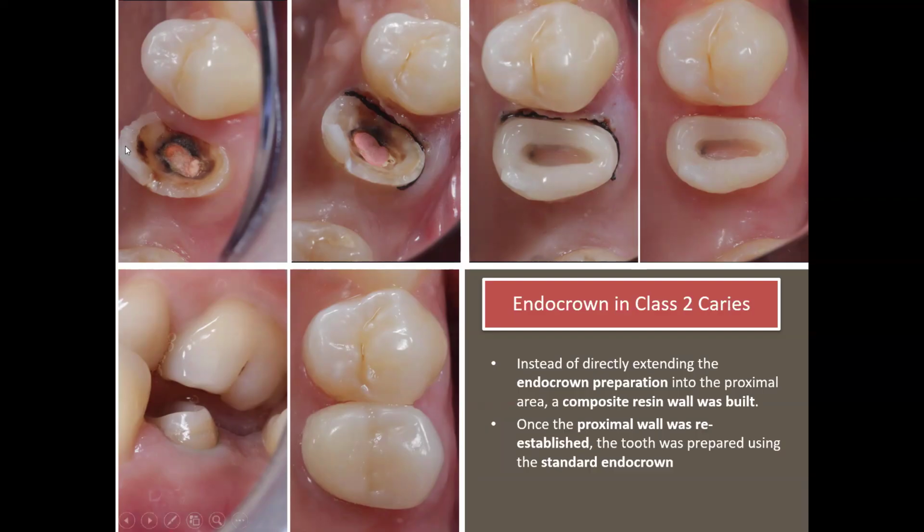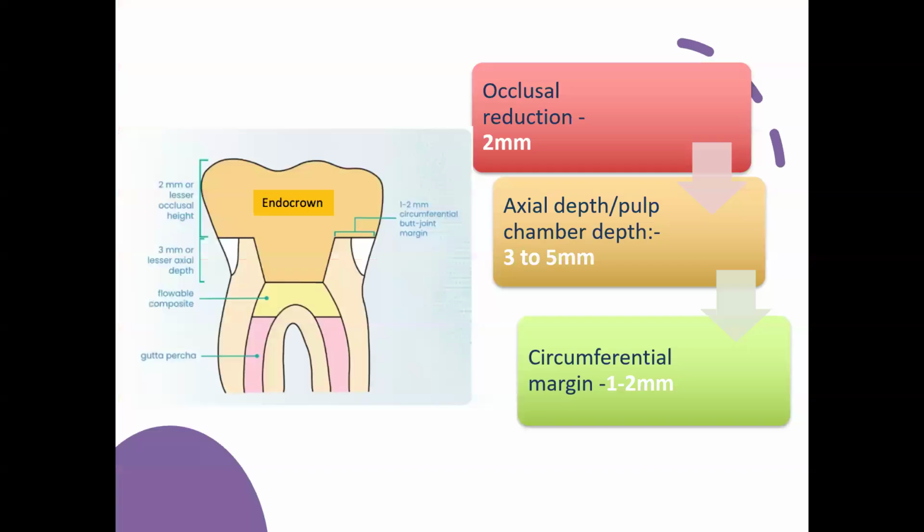So in a class 2 restoration, just imagine this wall is broken and you have to build it up with a strong adhesive material, with a composite or a good core build-up material. And after that you can prepare the same cavity preparation, and like I already mentioned, you have to give a staircase effect and give a good platform when you think about doing an endocrown in a class 2 structure.